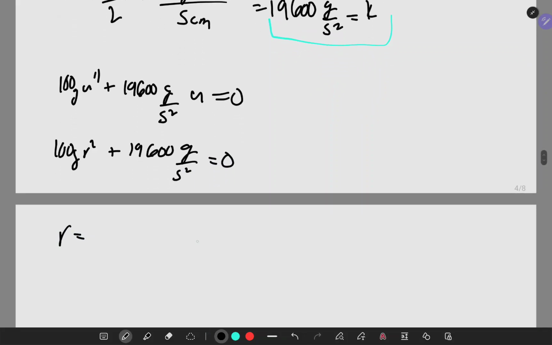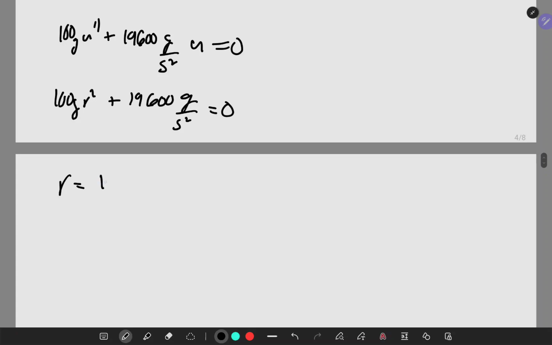All right, now solve for r. r equals 0 plus or minus the square root of 19,600 over 100. This actually ends up being a really nice number, by the way. It's imaginary, so i. 19,600. Remember, if you're ever confused, I went over this in detail in my last video, so go watch that one first. That's 14.